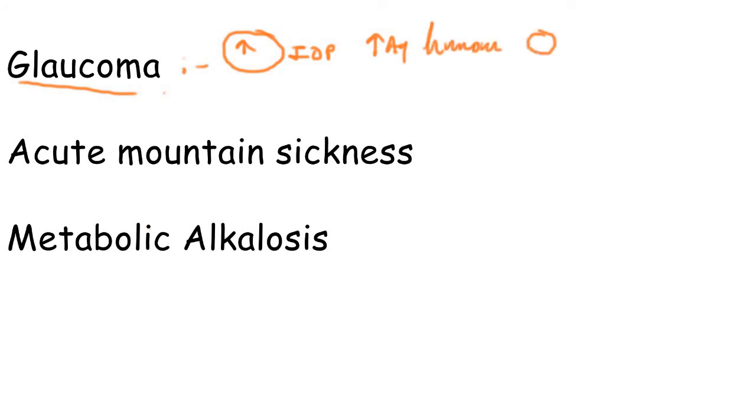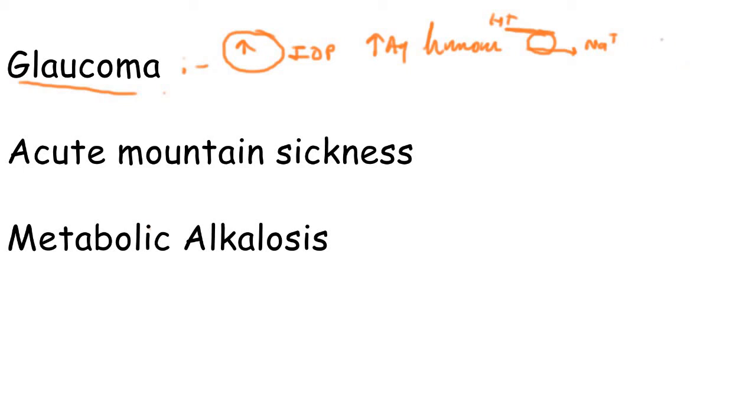Clinical conditions in which we use acetazolamide as a diuretic are glaucoma. See guys, you might be thinking, what is the relationship of acetazolamide to be used in the eye? So again, in case of glaucoma, as I already said in my previous video, there is a rise in the intraocular pressure, and this rise in intraocular pressure is due to increased production of aqueous humor, and increased production of aqueous humor is due to the same pump that pumps H positive ion outside and sodium ion inside.